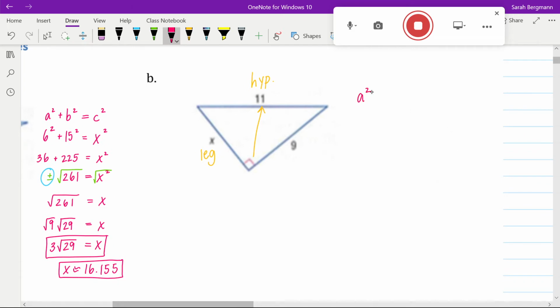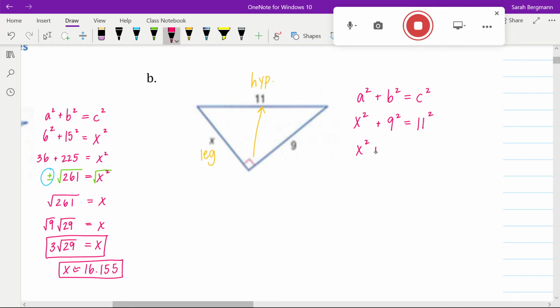So we're setting up the equation a squared plus b squared equals c squared. So fill in our legs. The leg lengths are x and 9. The hypotenuse length is 11.